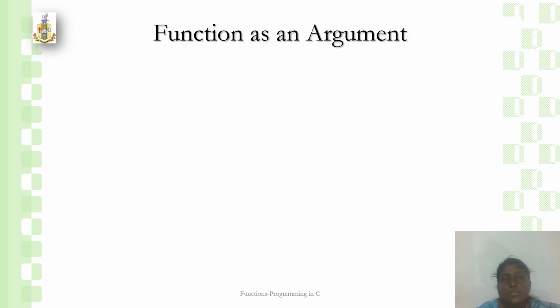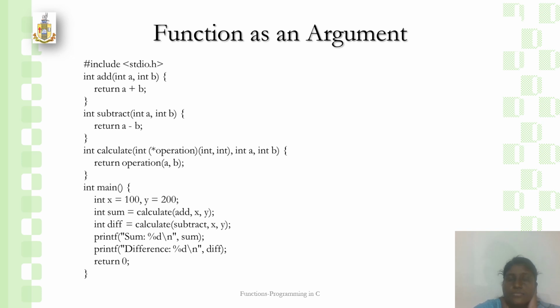Then we are moving on to the topic function as an argument. So till now we have seen a simple function and how we can call it, and here is an example that we can pass a function as an argument also. You can make a function an argument in the argument list of another function. So look into this example.